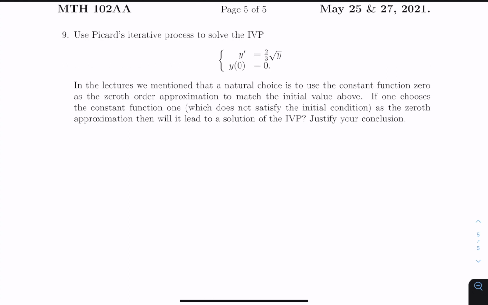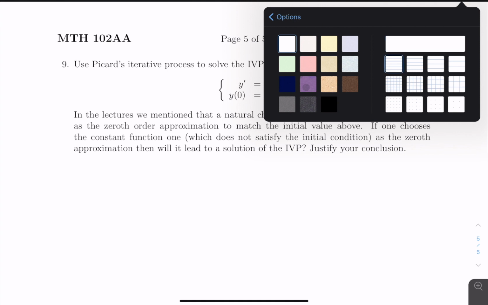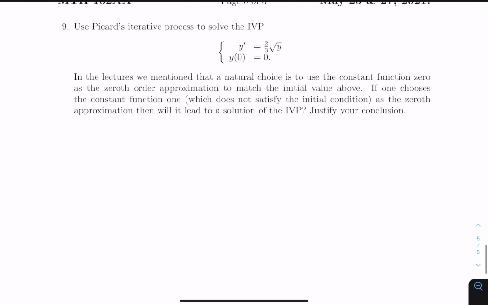So this is the Picard's iterative process. Anyway, for problem number 9, we are given this initial value problem, and we have to find its solution by using Picard's iterative process. So let's start the iterative process.